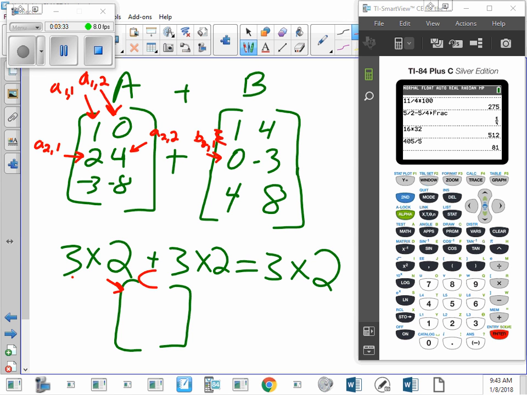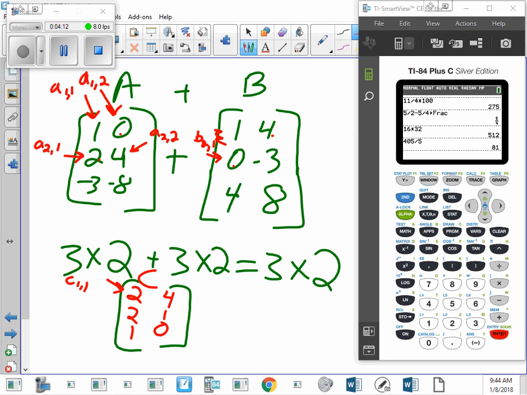That number there would be C11. And C11 is just the sum of A11 and B11. Does that make sense? So 1 plus 1 is 2. And then for C12, we would just do 0 plus 4 is 4, and 2 plus 0 is 2. 4 minus 3 is 1. Negative 3 plus 4 is 1, and negative 8 plus 8 is 0. Okay?